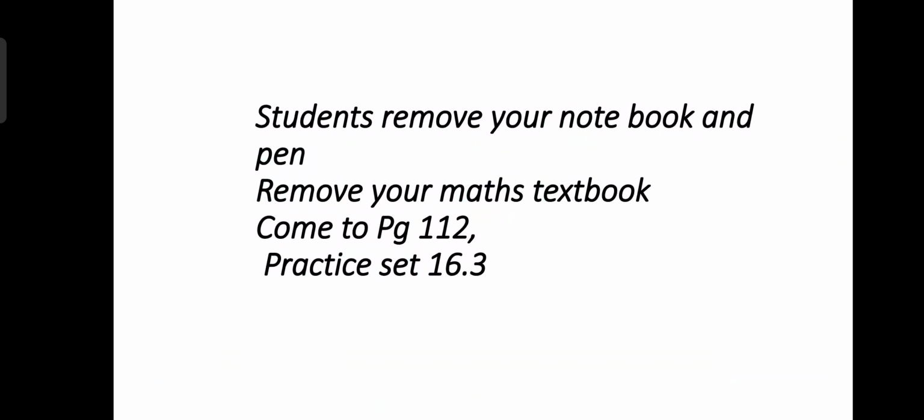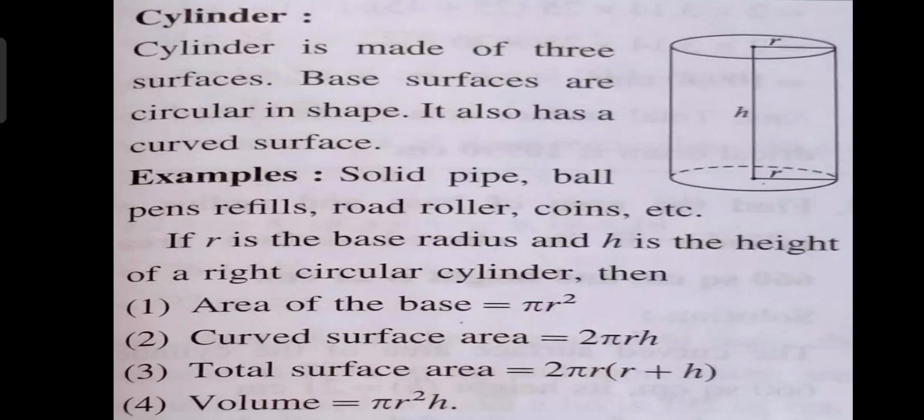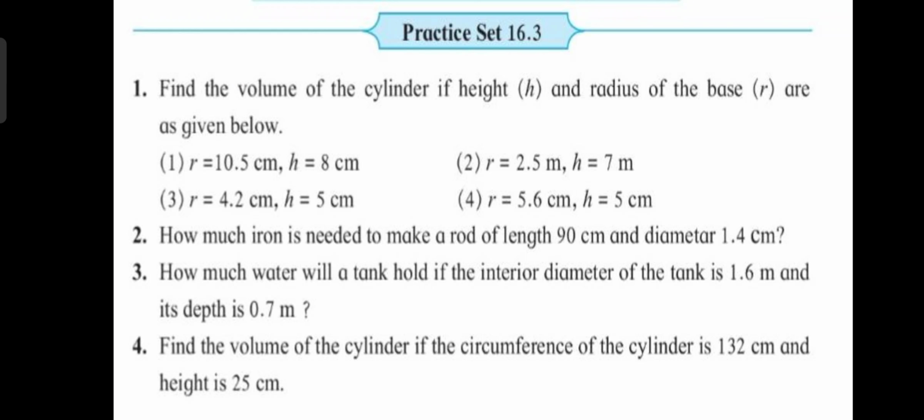Students, now take out your notebook and pen, and your maths textbook, and come to page 112. We'll do practice set 16.3, but before that, let's revise cylinders. A cylinder is made up of three surfaces that we have seen: the base surfaces are circular in shape, and it also has a curved surface. Now directly we come to the fourth point, that is volume. Volume of the cylinder is pi r square h. So students, let's begin with practice set 16.3.